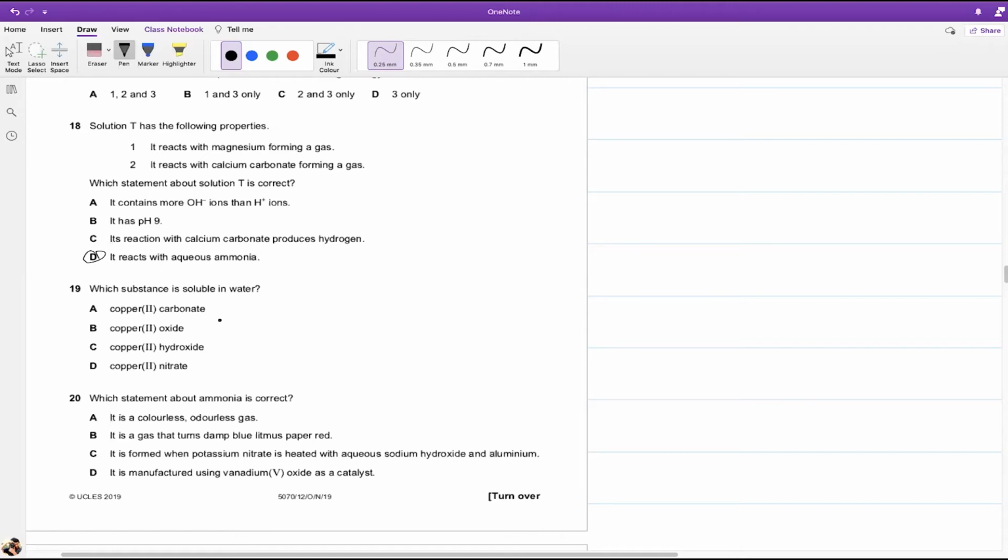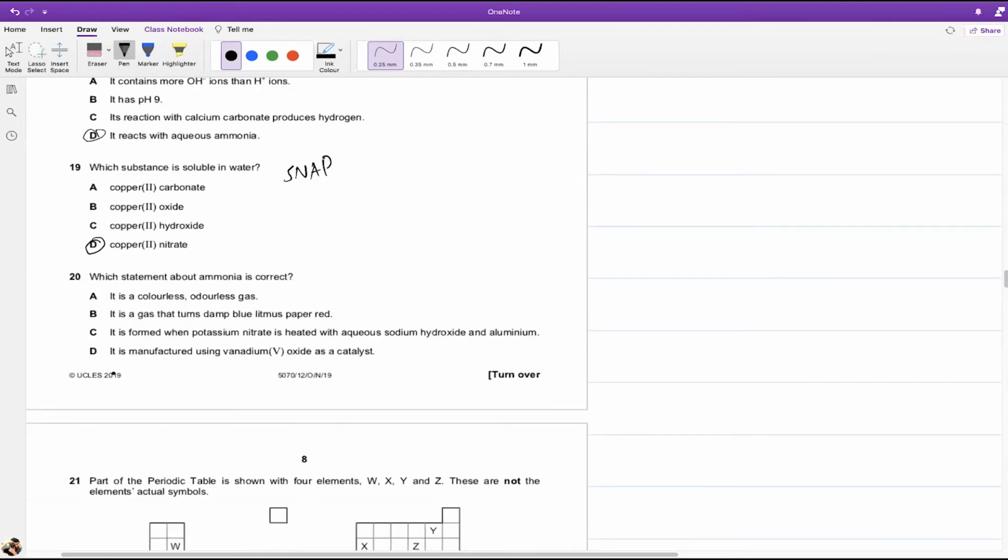Which substance is soluble in water? Something that you have to memorize. No concept involved. We know that SNAP salts are soluble. In the case of carbonates, they're insoluble. In the case of phosphates, they're insoluble. In the case of oxides, they're insoluble. Okay, so for copper, what is going to be soluble? SNAP. Copper nitrate is soluble. Copper 2 nitrate, in fact.